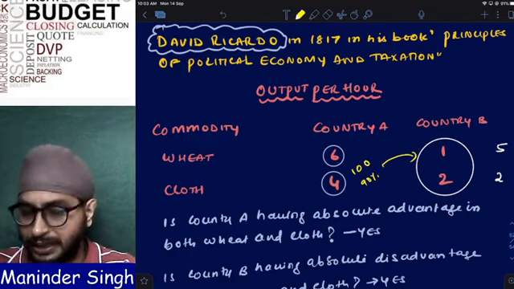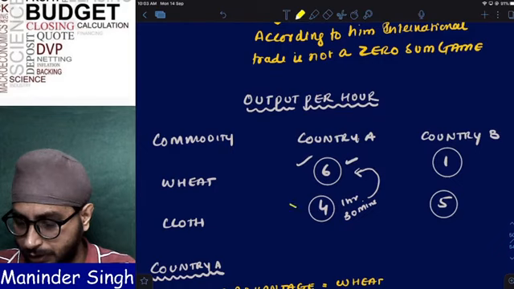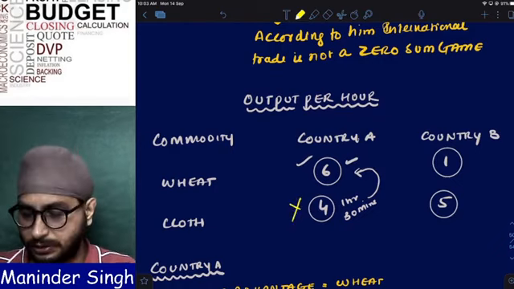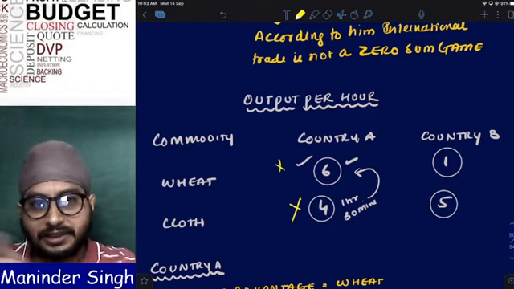Clear? I am not asking you to completely stop here. Here also, country B will not completely stop. Country A will not completely stop in one product. A little quantity it will manufacture, and a little quantity it will import.